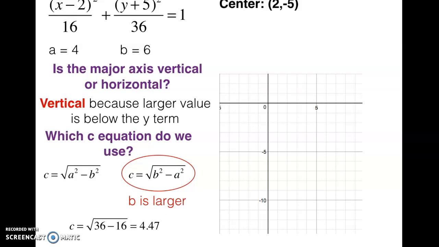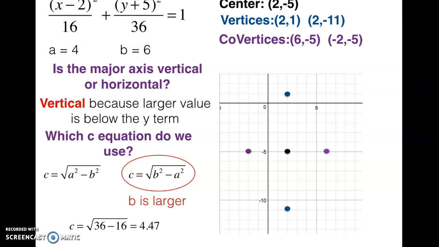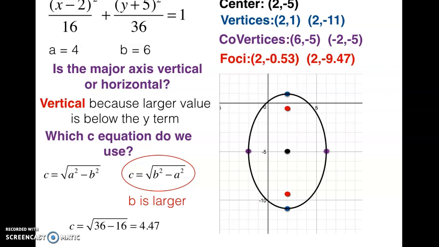The first piece of information that goes on my graph is the center. Those are the h and k values. They are the opposite of the values inside the parentheses. So we have (2, -5). Then I'm going to count up 6 and down 6 to get my vertices. To the left and right, 4 to get the co-vertices. And since it's a vertical ellipse, I'm going to count up 4.47 and down 4.47 for my two focal points. And then lastly, I connect my co-vertices to my vertices in the shape of an oval.